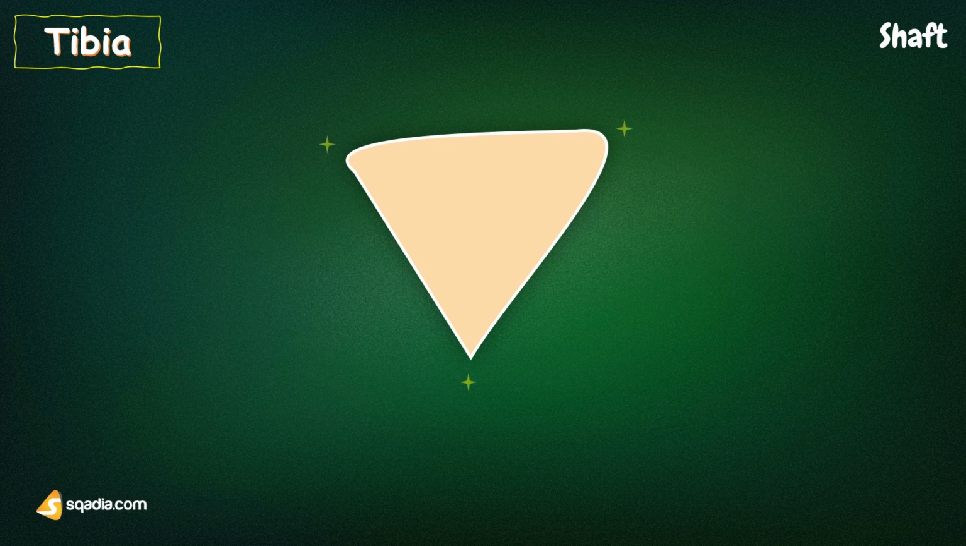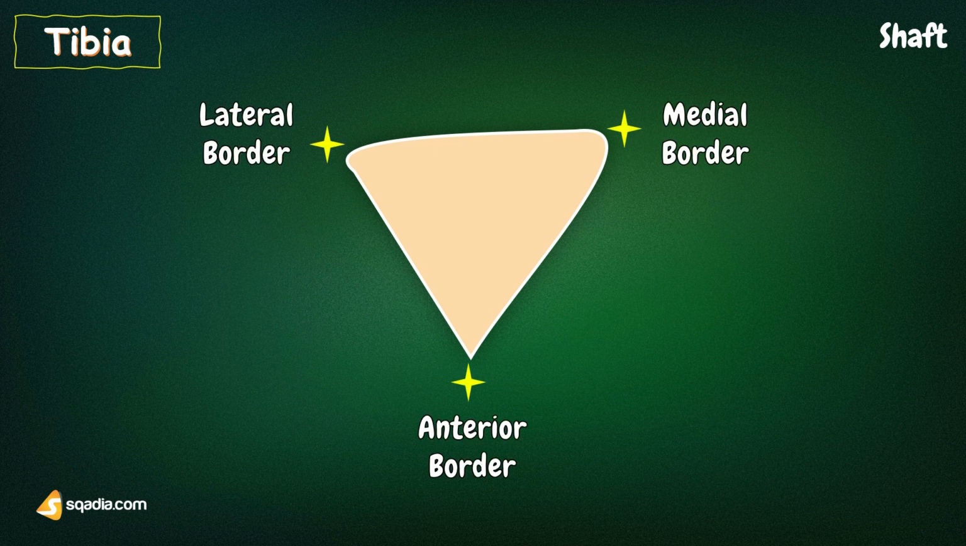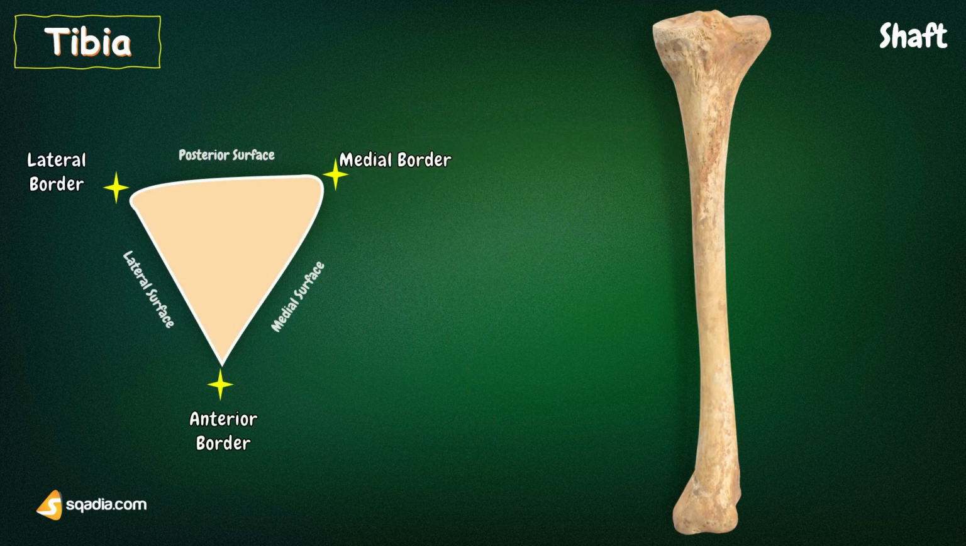As previously said, the tibia's shaft is triangular. To further comprehend this, let's look at this triangle and assume that it represents the tibia's cross-section view. The three corners of this triangle correspond to each border, and between the two borders, surfaces are present. Between the anterior and lateral border, the lateral surface is situated because it faces laterally. The medial surface is sandwiched between the anterior and medial border.